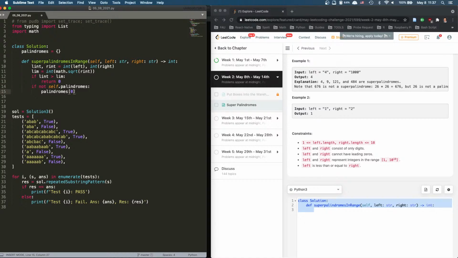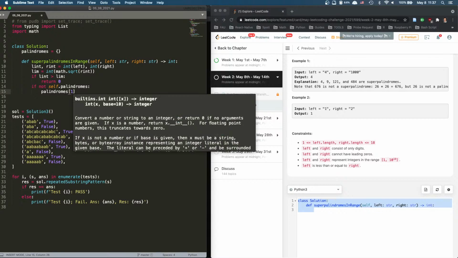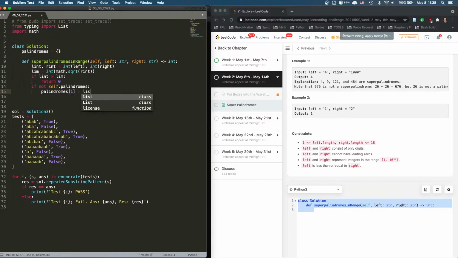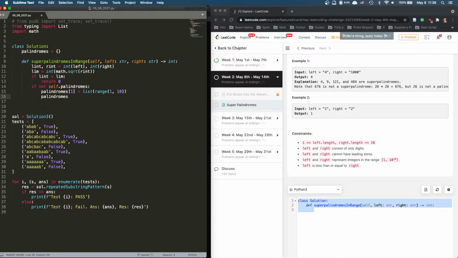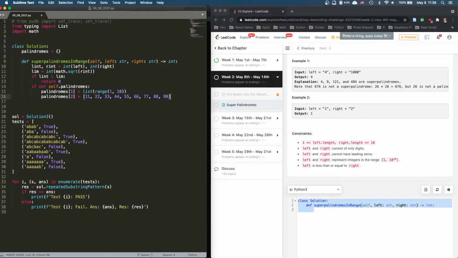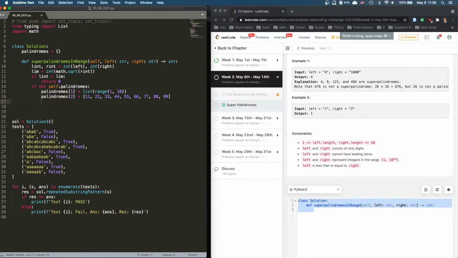That's fine. Not 0, 1, which means a 1 digit in length. That's gonna be list range 1 to 10, right? And then palindromes 2 is going to be 1, 1, 2, 2, 3, 3, 4, 4, 5, 5, 6, 6, 7, 7, 8, 8, 9, 9. Right? So these are set in stone. Now from palindrome 3, we're going to go all the way to palindrome 9. We'll just create it once. Can we? We actually can.